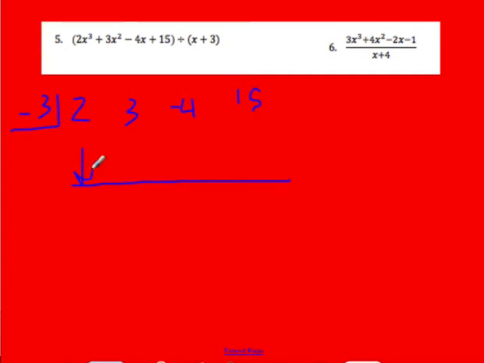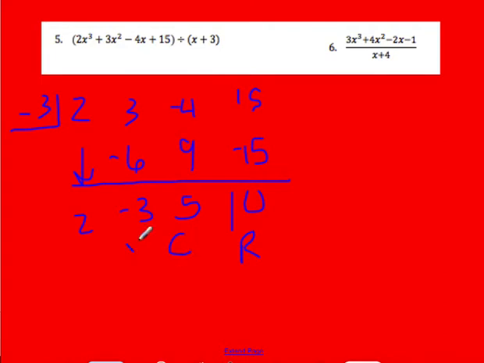So I'm going to take this 2 and drop it down. 2 times negative 3 is negative 6. 3 plus negative 6 is negative 3. Negative 3 times negative 3 is positive 9. Negative 4 plus 9 is positive 5. 5 times negative 3 is negative 15. Add those together and you get a remainder of 0.